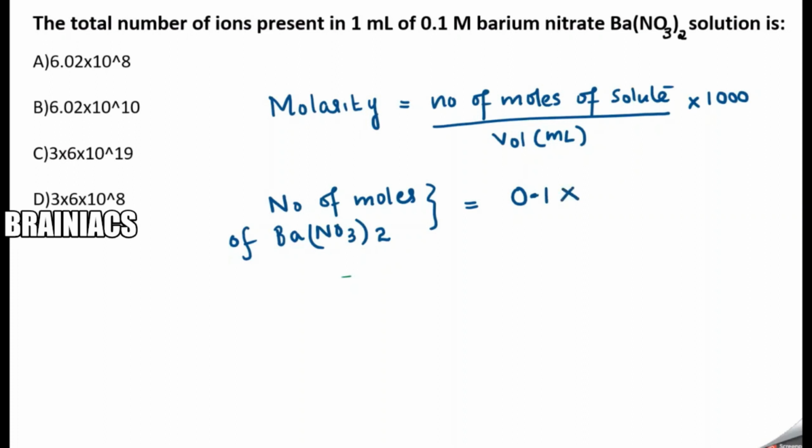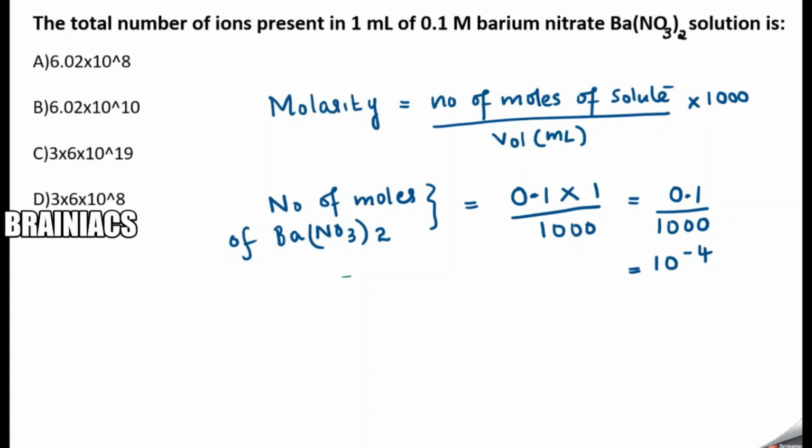by the volume of the solution in ml. Volume of the solution in ml is equal to 1 ml divided by 1000. So what will this value be? The number of moles will be equal to 0.1 divided by 1000. I got the number of moles. This can be written as 10 power minus 4.